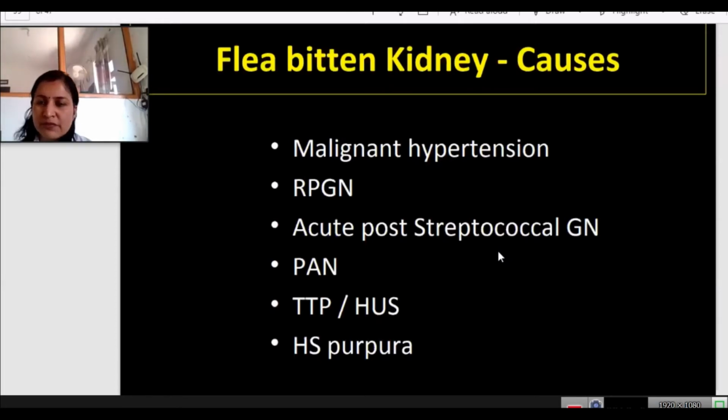While benign hypertension may go unnoticed, the patient may be tolerating it, and sometimes the patient lives with this hypertension for a long time. There are already changes in the kidney, and that's why there is nephrosclerosis, a small contracted kidney. So one of the causes is malignant hypertension, which is an acute cause. Some other acute causes are rapidly progressive glomerulonephritis, see the name, and acute post-streptococcal glomerulonephritis. That is an acute condition, occurs within a few weeks.